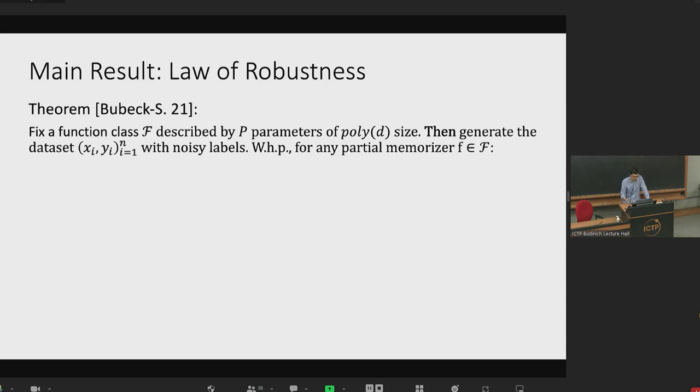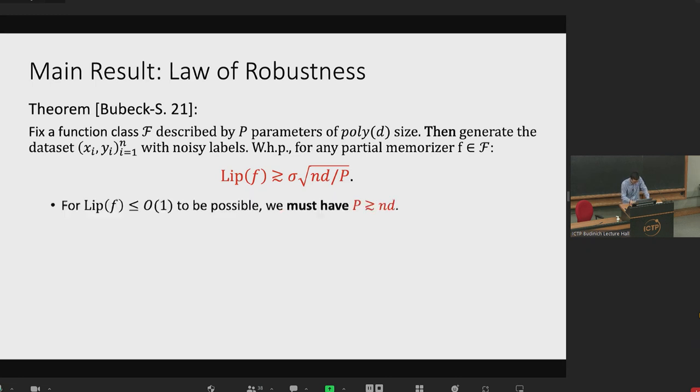The setup is that we're going to fix a function class described by p parameters. Let me just say they have poly d size. In general, there's a log j. And we're going to have a data set with noisy labels. As a reminder, this means the xi's are iid, say on the sphere, and the yi's have some noise in them. Then for any memorizer in my function class, its Lipschitz constant has to be at least of order sigma root nd over p. Again, sigma is the noise level in the labels, n is the number of examples, d is the dimension, p is the number of parameters. In particular, to get a dimension-free Lipschitz constant, I need to have at least nd parameters. So that's the main takeaway.